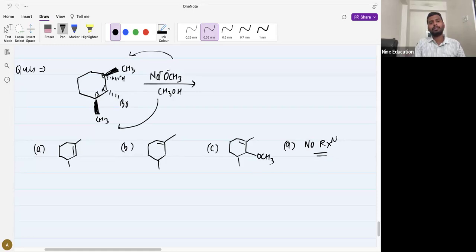Both are on the same side, syn. So he cannot go and take these hydrogens. So what will the answer be? D. Answer will be D.